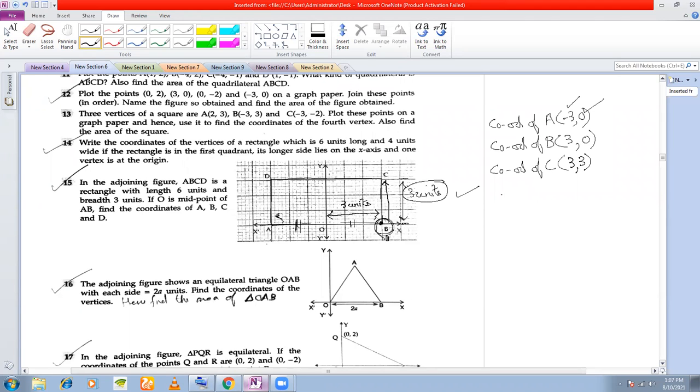Okay. So coordinates of D. Now who will tell me the coordinates of D? Sir, can I tell it? Shreyata, you don't try. Someone else. Samir, tell me. It will be -3, 3. Yes, -3, comma +3. Why should it be -3, comma +3?